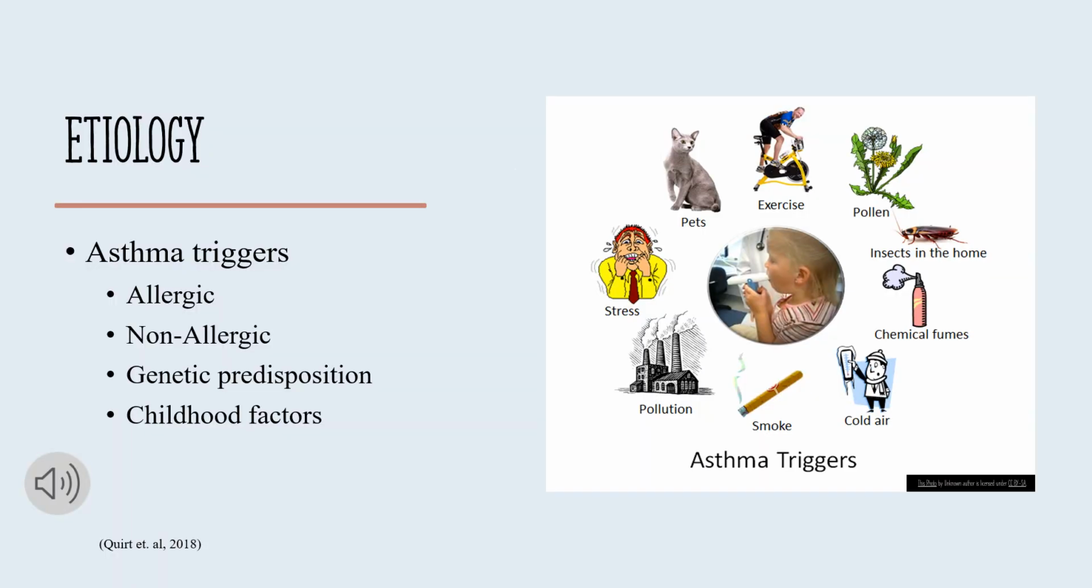The etiology of asthma consists of asthma triggers that are classified as allergic, non-allergic, genetic predisposition, and childhood factors. Allergic triggers for asthma can include dust mites, grass, flowers, animal dander, mold, spores, and pollen. Non-allergic triggers would consist of exposure to cigarette smoke, cold air, exercise, and viral infections. Childhood risk factors can include maternal smoking, allergic sensitization, antibiotic use and infections, and decreased lung function as a child.